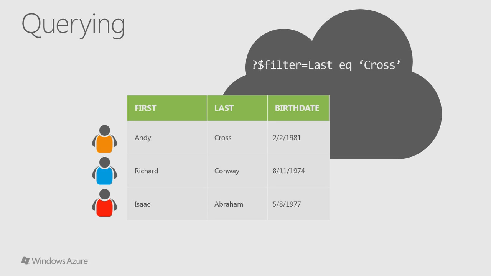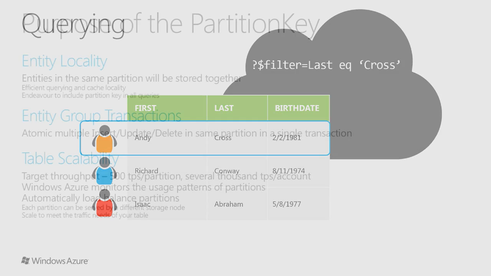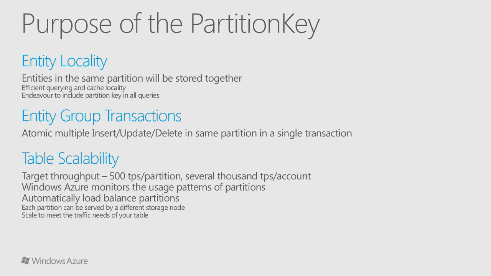In general, you should endeavor to always include the partition key to limit the scope of your query to partitions always served by a single storage node. Previously, I mentioned that the partition key allows Azure to scale queries to the table service across multiple storage nodes. But it serves other purposes too.